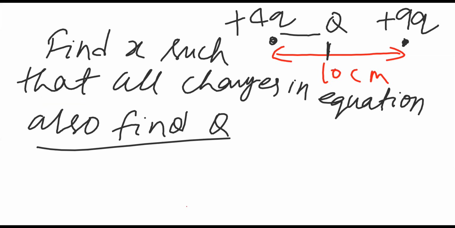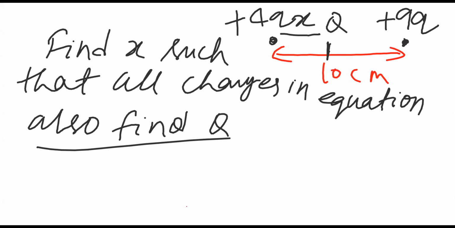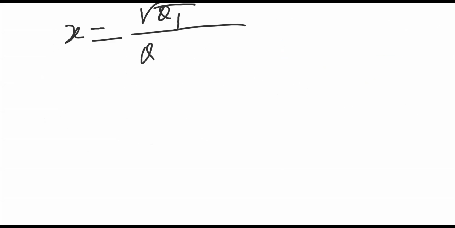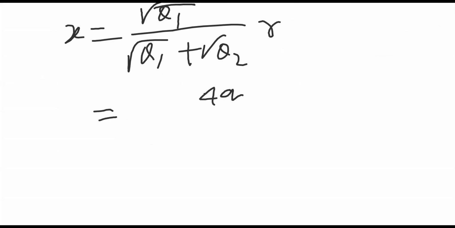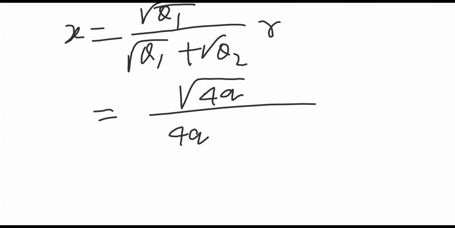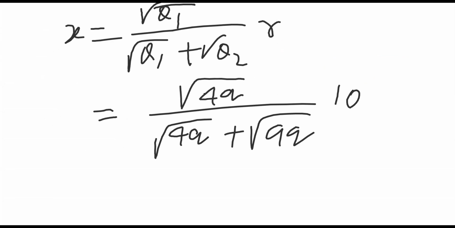Okay, you see how to do this? Here you know this is your x. So what is the formula? Everyone completed the question, I think. So plus 4Q, distance is x. The formula for x is root Q1, the left side charge, divided by root Q1 plus root Q2, into R. What is root Q1? That is root under 4Q. What is root Q2? Root under 9Q. Then what is your R? R is 10 centimeter. Now root Q will get cancelled above and below.